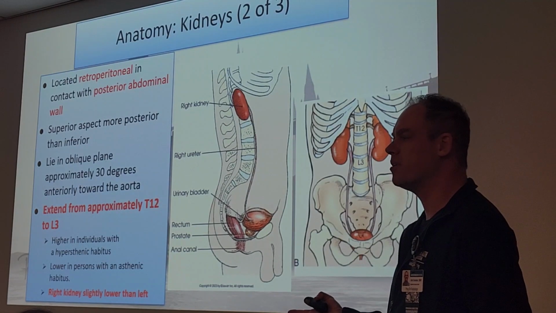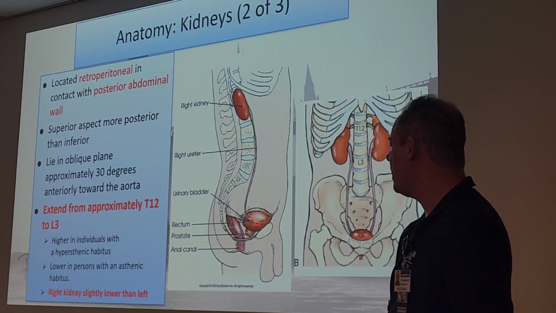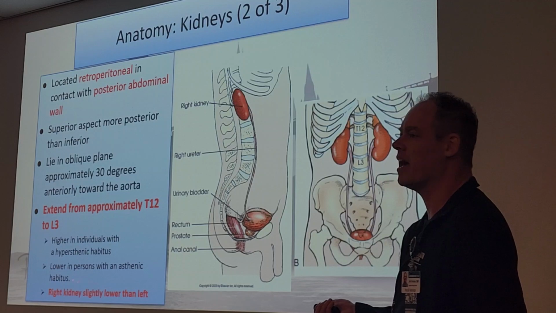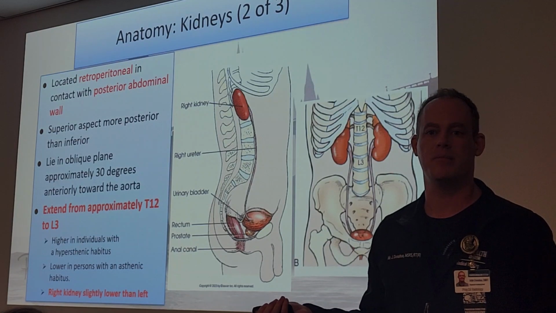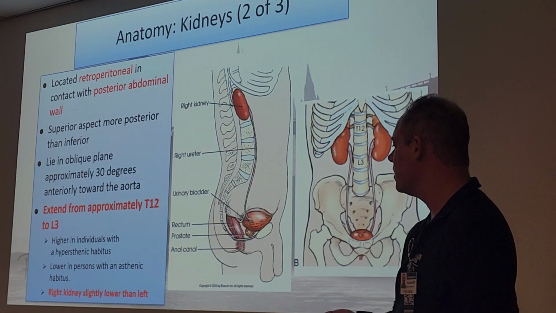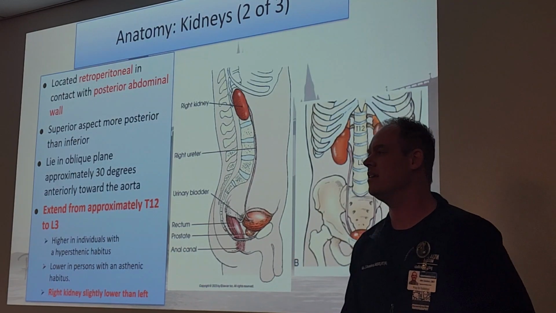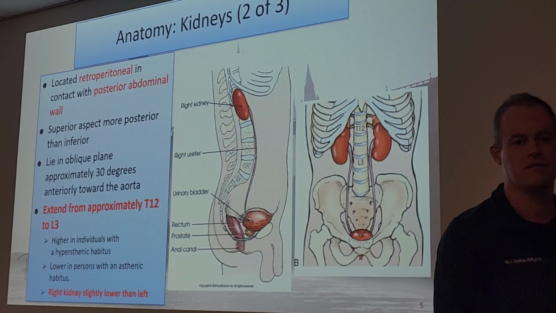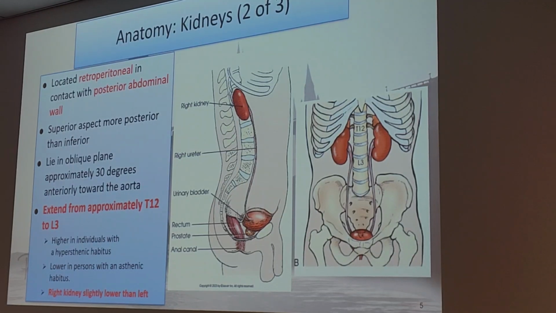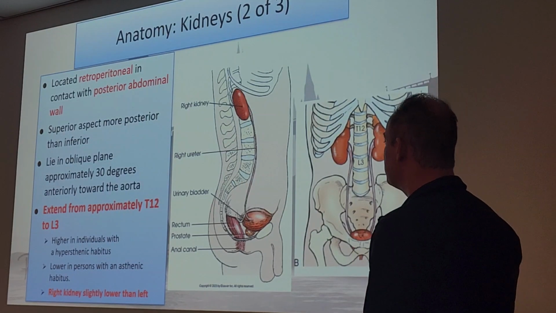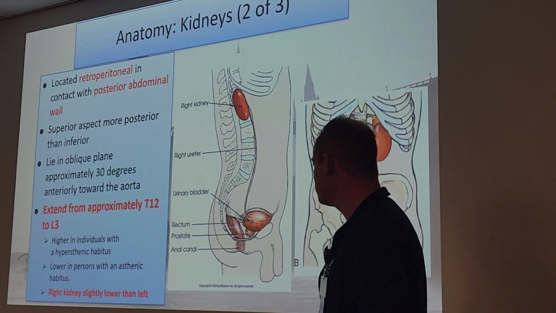In a very obese person, the kidneys are going to be higher, and lower in persons with an asthenic habitus. They're falling out in very skinny people, just like the intestines do. And big bold letters there, that's come up as a question: the right kidney is typically always lower than the left in almost every human being. Right kidney slightly lower than the left.